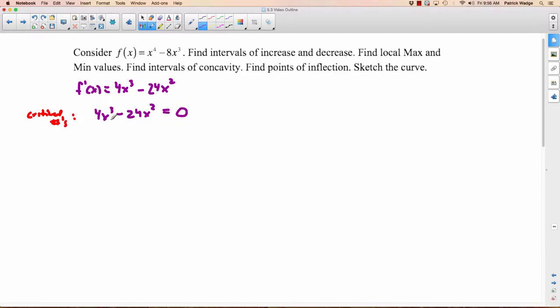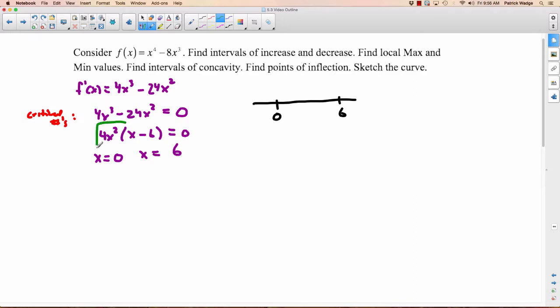Okay, let's factor out 4x squared, and you're left with x minus 6 equals 0. So here's your two factors, 4x squared and x minus 6. What would make 4x squared equal 0? If x is 0. What would make x minus 6 equal 0? If x is 6. So these are our critical numbers. We're going to put these numbers on the wiggle graph, and we're going to test those intervals right here. And we want to know whether it's going to be positive or negative.